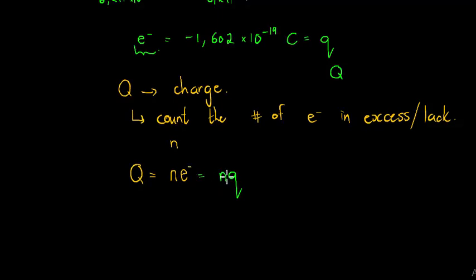Now, if we have an excess of electrons, then N will be positive. If we have a lack, then N would be negative. Okay, so the charge is negative. So if N is positive, so we have an excess of electrons, then Q will be negative. If we have a lack of electrons, then N is negative. Q is by definition negative, so negative and negative will give me positive. So if I have a lack of electrons, I've lost electrons, then I will have a positive charge.